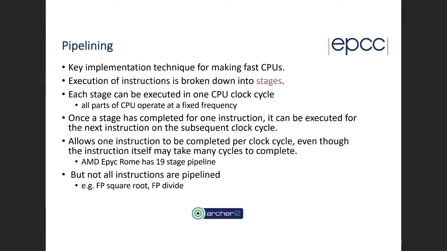For the vast majority of hardware designs, all parts of the CPU operate at a fixed frequency. So all the units on the chip do their basic operations at the same frequency. The idea here is that once a stage is completed for one instruction, it can be executed for the next instruction on the subsequent clock cycle. What that does is it allows one instruction to be completed on every clock cycle, even though the instruction itself may take many cycles to complete.